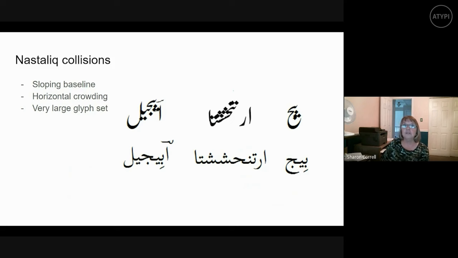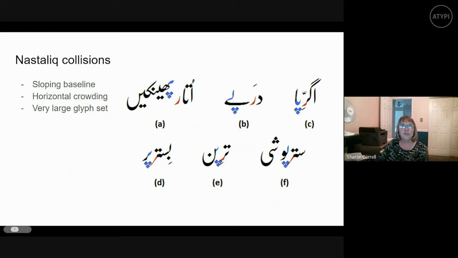And here we see a number of words that include the sequence Ray, Pay. Ray is colored red and Pay is blue. And you can see that some of the sequences are fine, A and B, or like C, it's almost fine. But for the ones on the bottom, they definitely need some kerning to fix the collisions. Because of the diagonal slope, it would take an enormous amount of context to write rules to handle all the necessary cases.